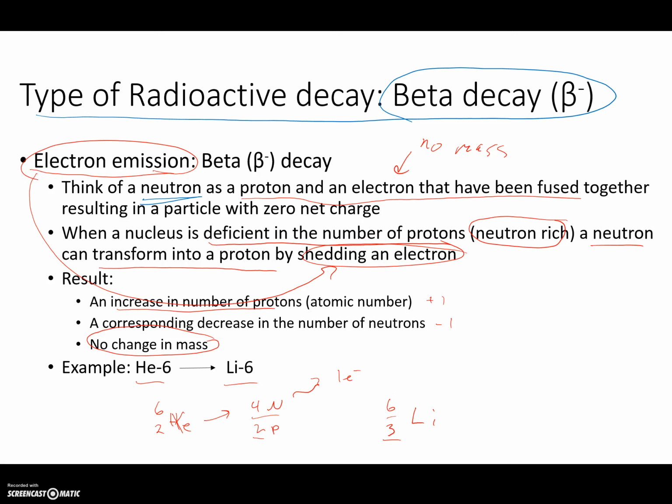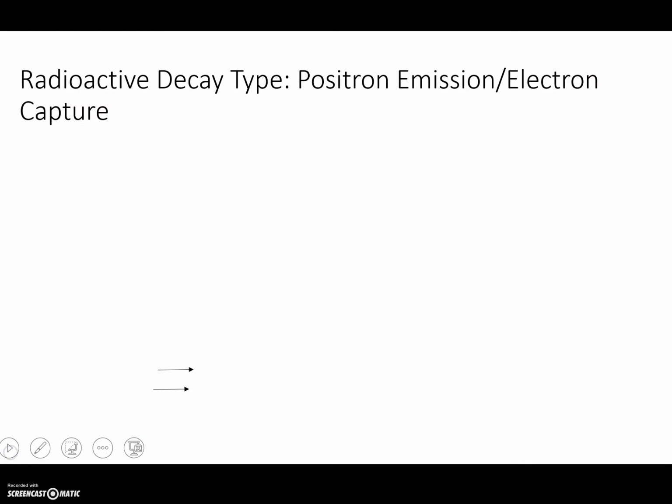All right? So we had an unstable version of helium. We underwent this electron emission, a radioactive decay, to change our nucleus configuration so that we now have 3 protons and 3 neutrons, right? Which is a 1-to-1 ratio, which for our smaller elements works out great. So that's electron emission. All right?